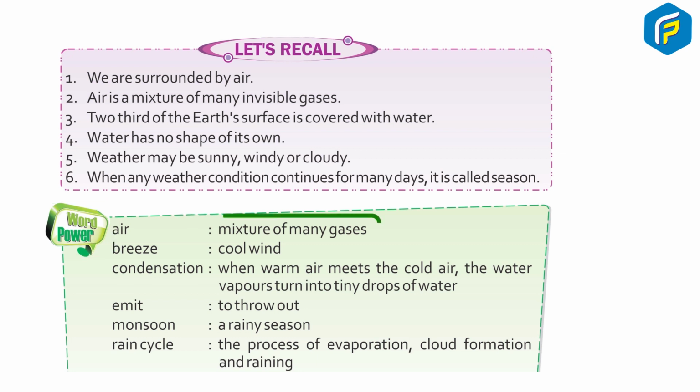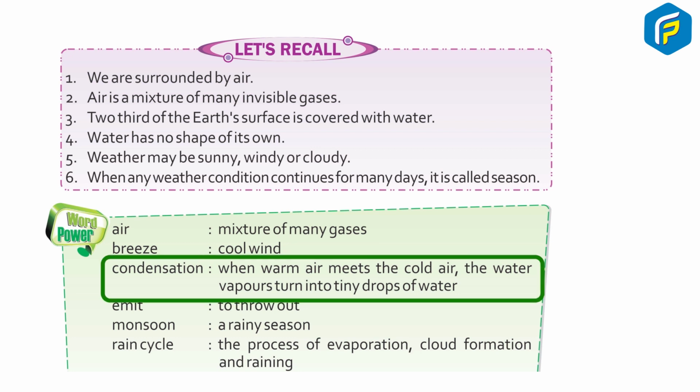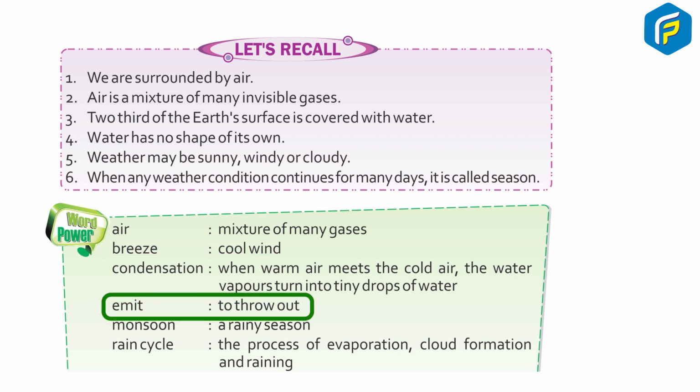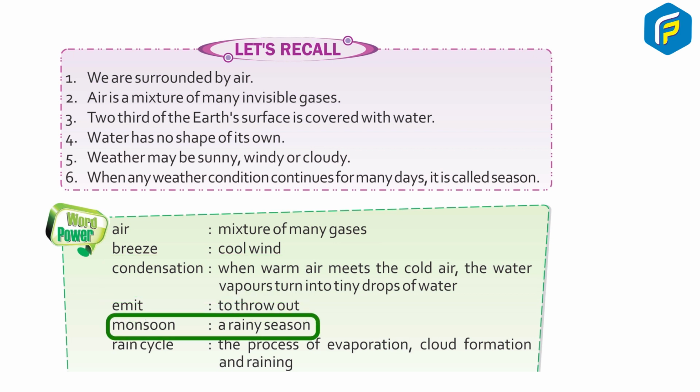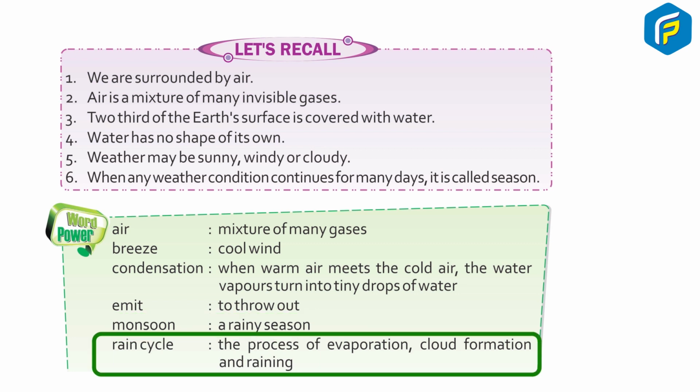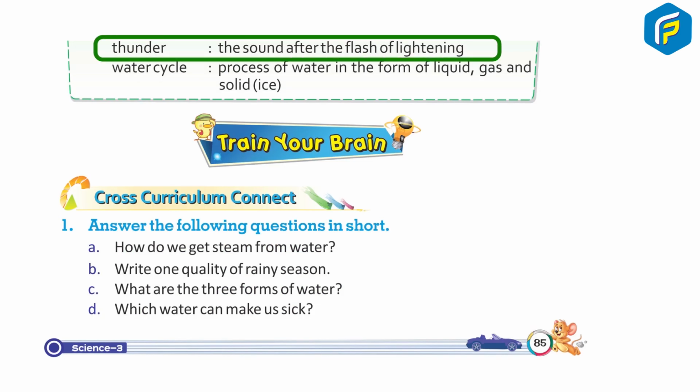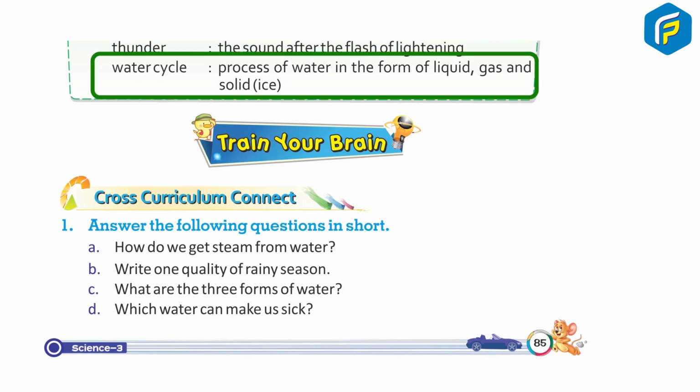Word power. Air, mixture of many gases. Breeze, cool wind. Condensation. When warm air meets the cold air, the water vapors turn into tiny drops of water. Emit, to throw out. Monsoon, a rainy season. Rain cycle, the process of evaporation, cloud formation and raining. Thunder, the sound after the flash of lightning. Water cycle, process of water in the form of liquid, gas and solid ice.